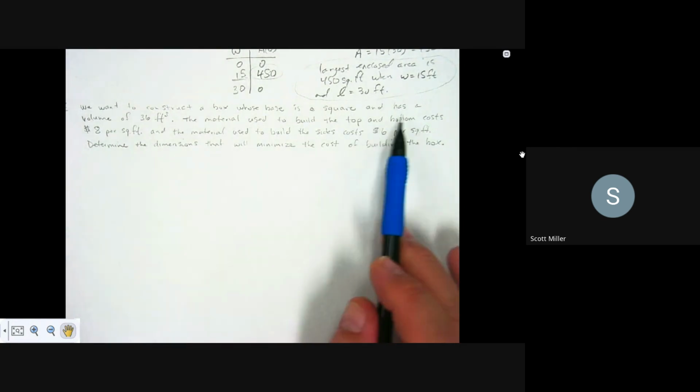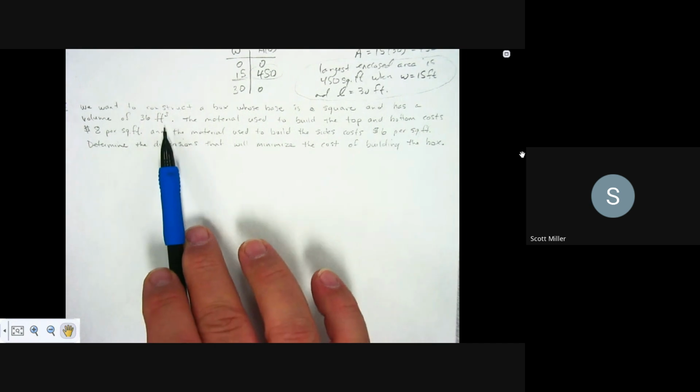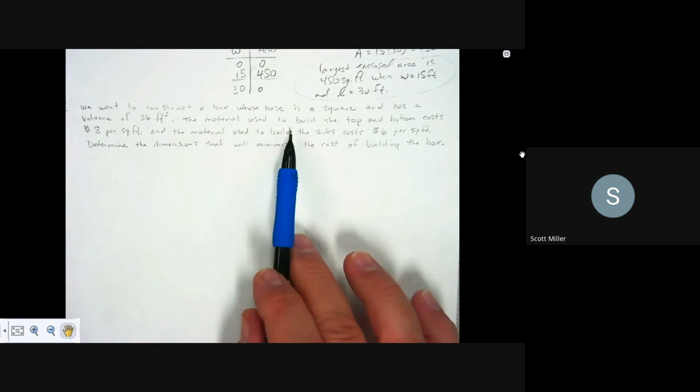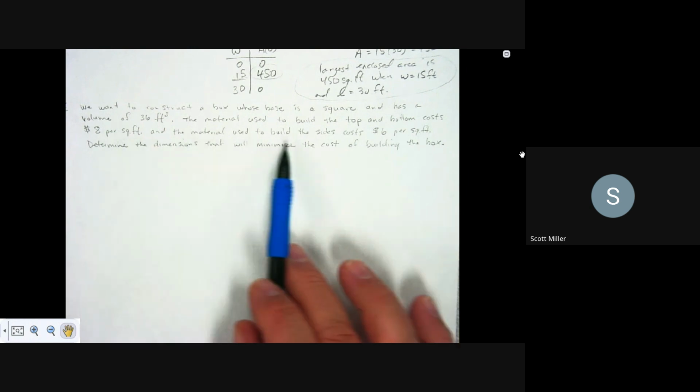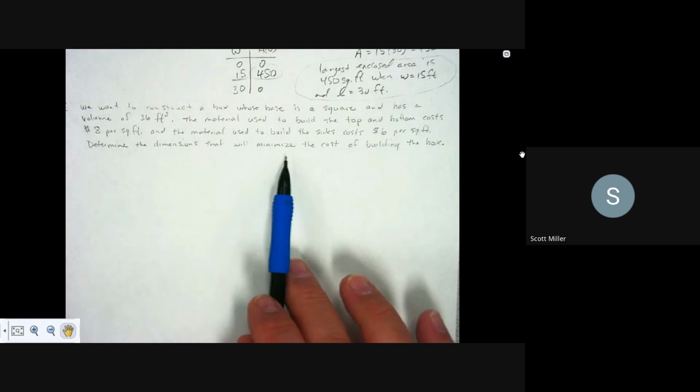All right, so let's take a look at another one real quick. We want to construct a box whose base is a square and has a volume of 36 cubic feet. The material used to build the top and the bottom costs $8 per square foot, and the material used to build the sides costs $6 per square foot. Determine the dimensions that will minimize the cost of building the box.